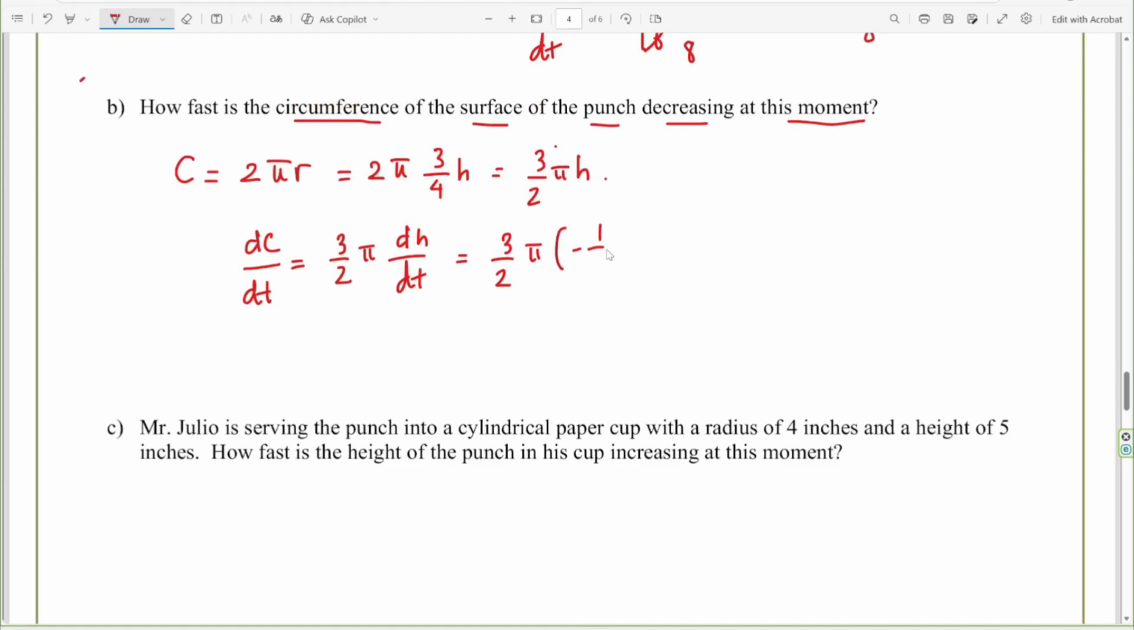So times negative 1/2. So it's going to be negative 3 over 4 pi, right? Don't forget to include the unit. It's going to be inches per second. So we need to conclude that the circumference is decreasing at 3/4 inches per second.